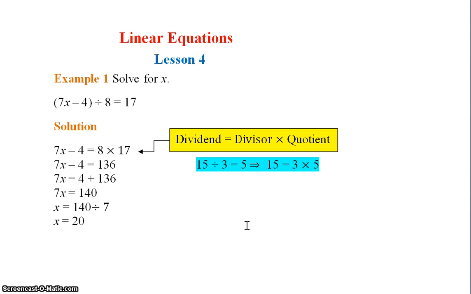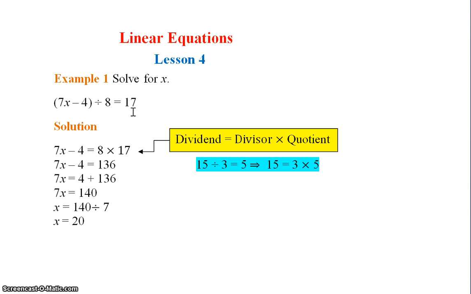Example 1. Solve for x. (7x - 4) / 8 = 17. In this equation, 7x - 4 is the dividend, 8 is the divisor, and 17 is the quotient.